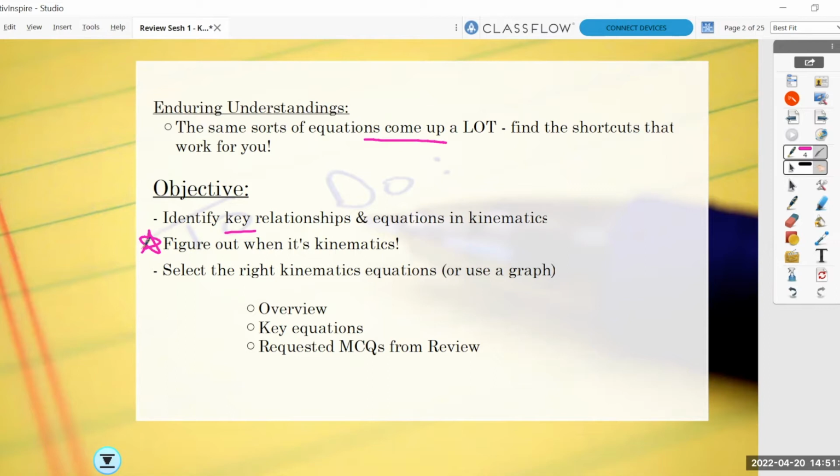So we'll do our overview, again, talk about those key equations and relationships, and then we'll get a few multiple choice questions that have been requested off of our review packet.